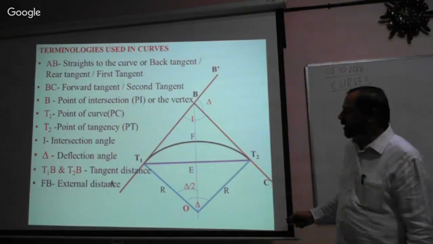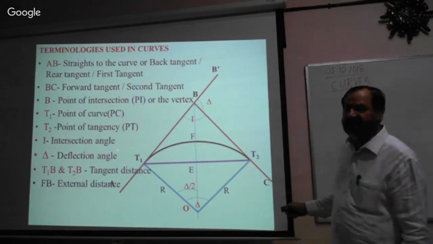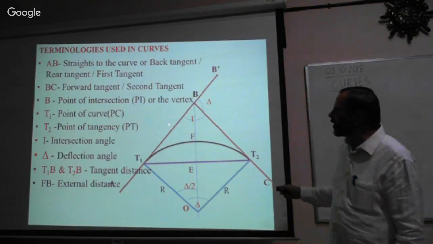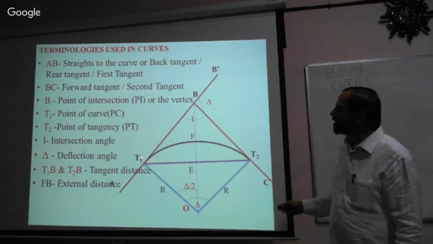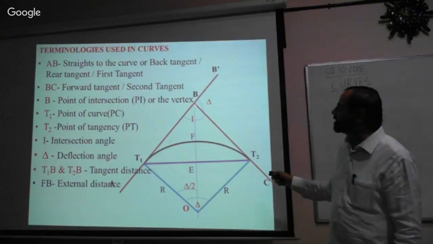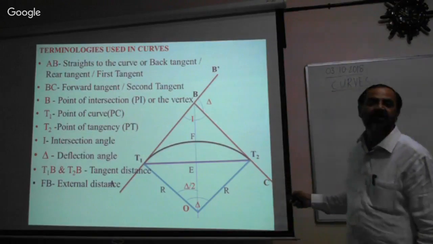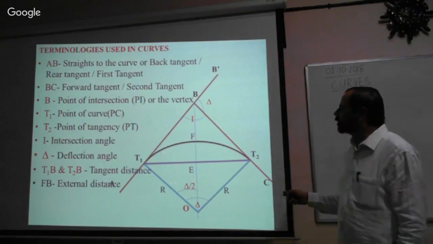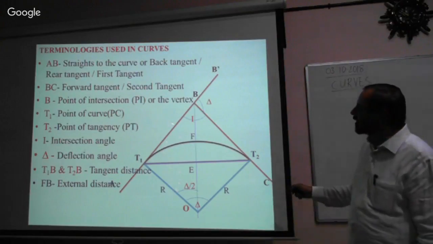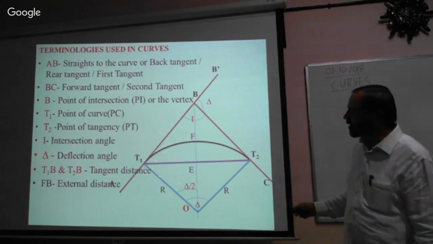And now the distance between T1 and B. From T1 to B is the tangent distance, the length of the tangent. Similarly, B to T2 is the length of the tangent. These are the terms used. Now this is the tangent and this is the radius.